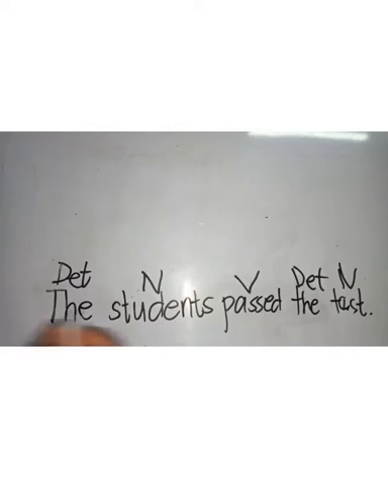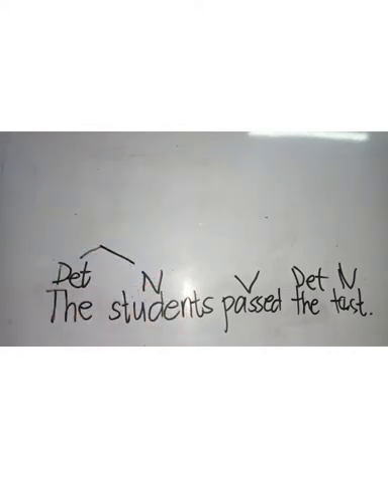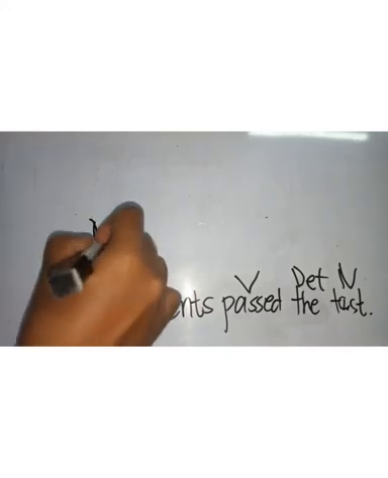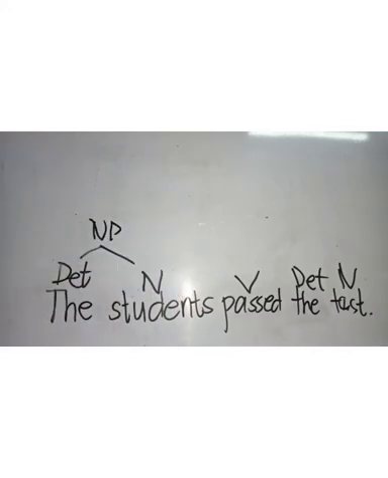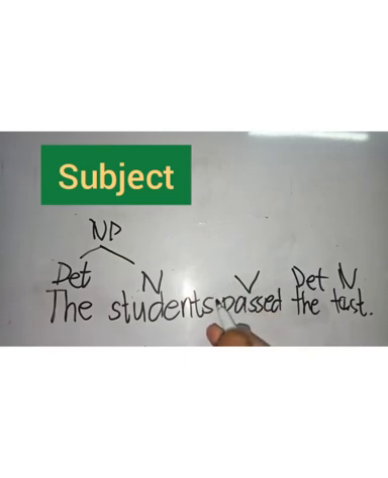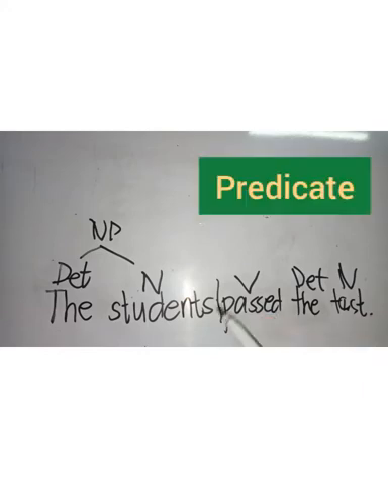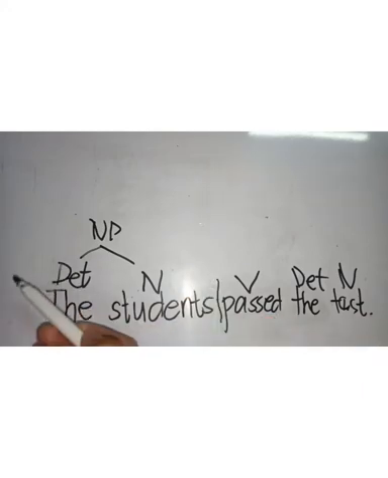We are saying that a determiner and a noun creates a noun phrase. So we found one noun phrase. By the way, when diagramming sentences, you have to start with the subject part. So this is the subject part, and this is the predicate part. So you start diagramming the subject, and then after that the predicate.